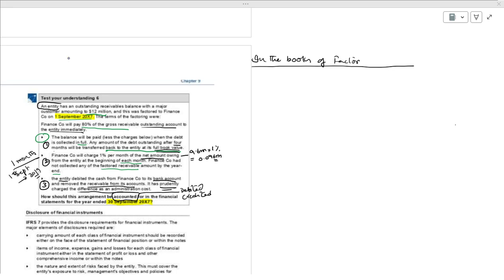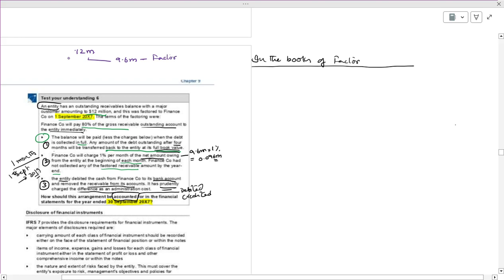See the thing. It is how much? 12 million. In 12 million, how much is there? 9.6 million is a factor loan. Is it right? Any loan is a liability. If you want to increase the liability, what do we have to do? Debit or credit?